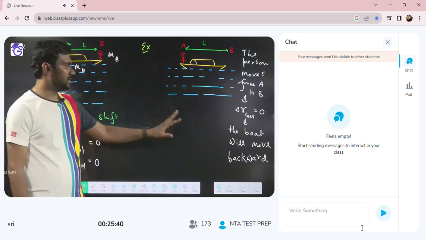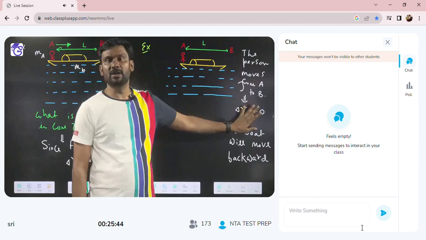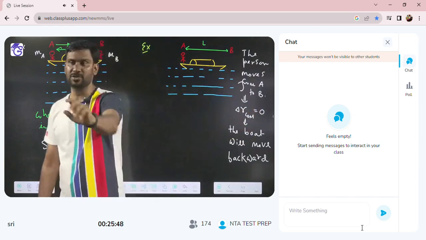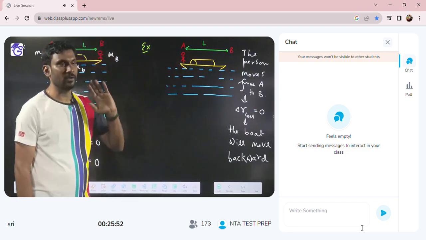First, if this is okay: external force equal to 0, shift in center of mass equal to 0, and because of that, to keep the center of mass at the same position, if the person is moving rightward, the boat has to move leftward. Is it okay for all of you?